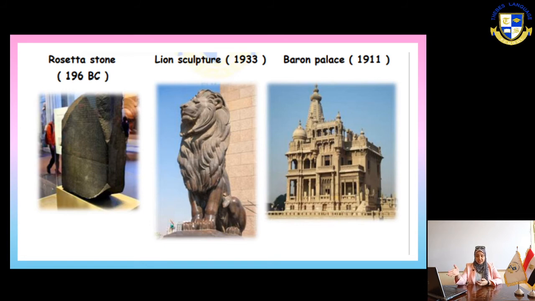The first one is the Rosetta Stone. This one was made in 196 BC. It's newer than the other 2. The lion sculpture, you can see it actually if you're in Midtown. This lion was made in 1933. It's almost 100 years old. Baron Palace. The Baron Palace was made in 1911. It's over 100 years old, and it's a very beautiful palace with a lot of beautiful sculptures and a lot of good things.